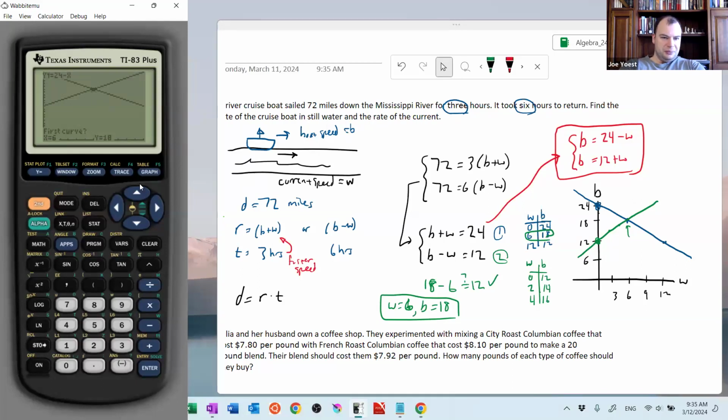And because it looks like the point is right on the point of intersection, I'm going to navigate off to the right a little bit, just so I can see that I do pick one curve, I hit enter, I pick a different curve, I hit enter, and then some guess. And it does indeed find the point of intersection, 6 on the horizontal axis, 18 on the vertical. So the speed of the water is 6 miles per hour, speed of the boat is 18.